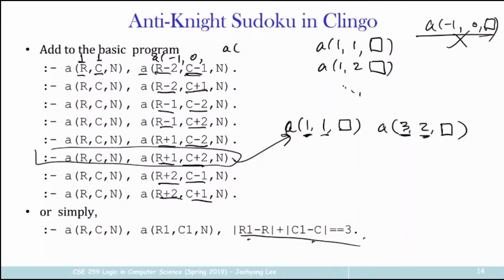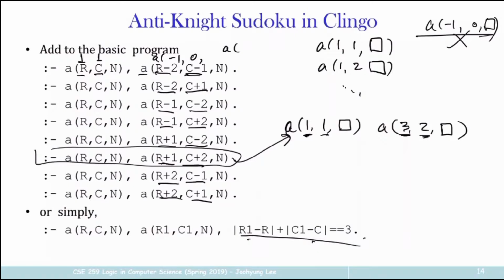Okay, what about you? The bottom one and the check 8, pretty much all spaces. Can you give one example that is covered by the bottom rule but not covered by the eight rules above? Just give one example of R, C and R1, C1. 1, 1, and 1, 2.